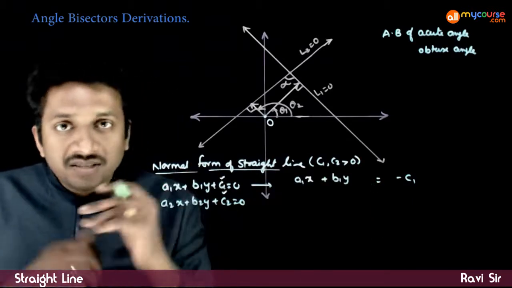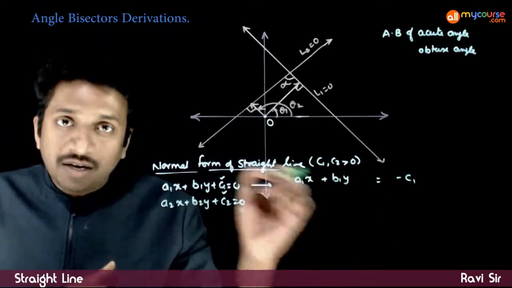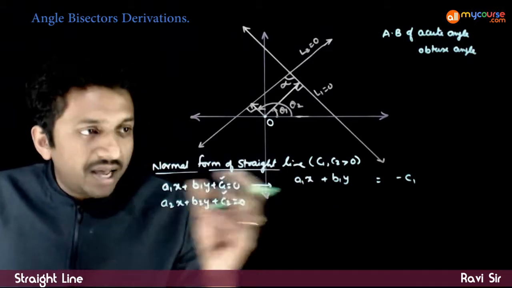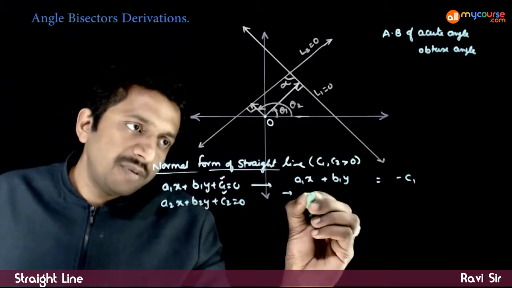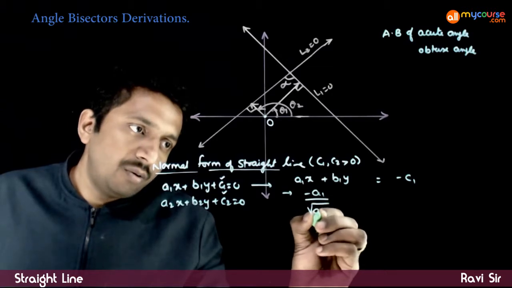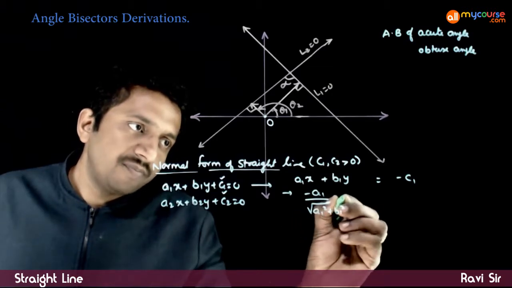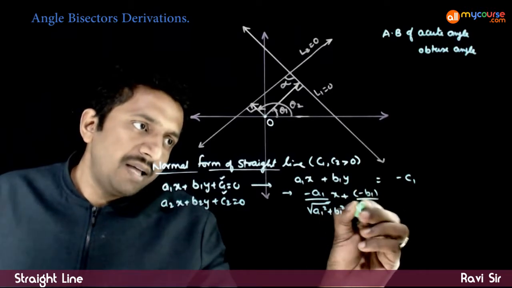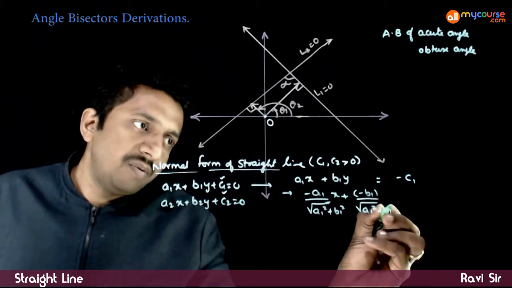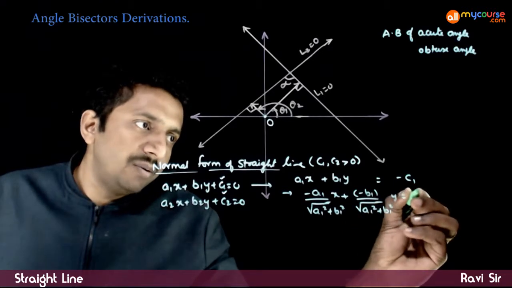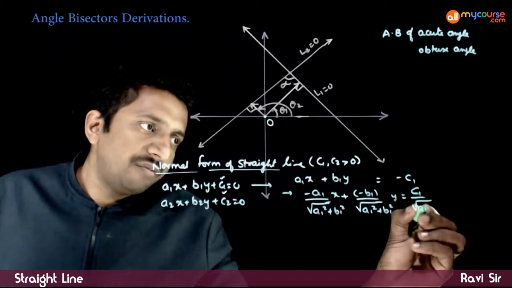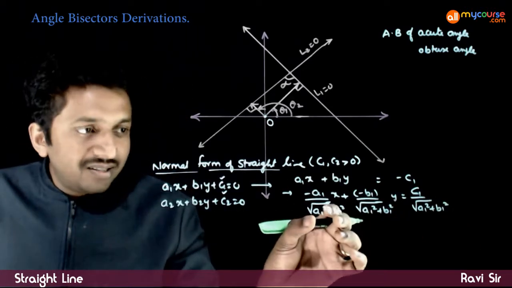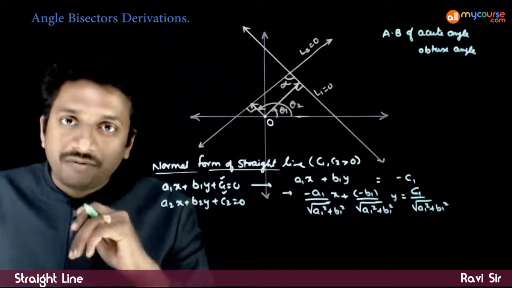So obviously minus c1 is a negative number. So this minus has to be sent on this side. And you need to divide by root of a1 square plus b1 square to convert this into normal form. So the normal form is nothing but minus a1 by root of a1 square plus b1 square times x plus minus b1 by root of a1 square plus b1 square times y is equal to c1 by root of a1 square plus b1 square. So this is the equation of line in normal form.